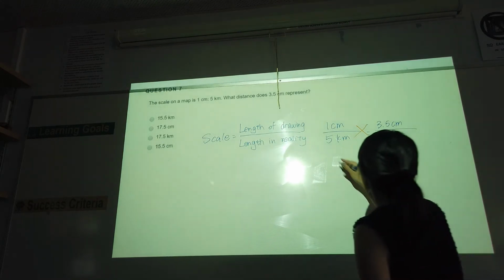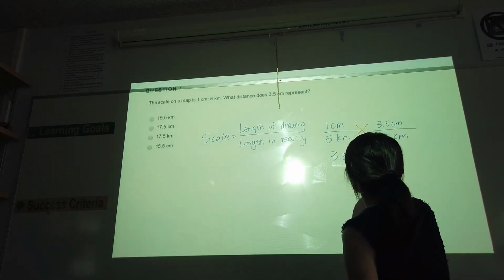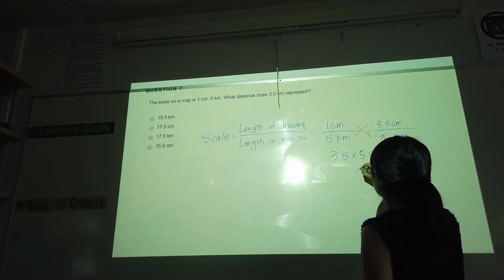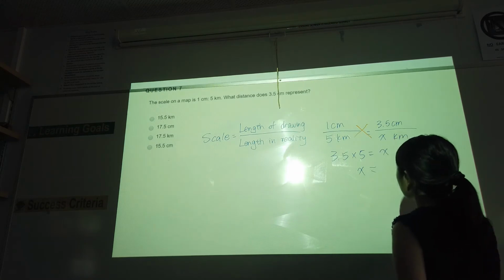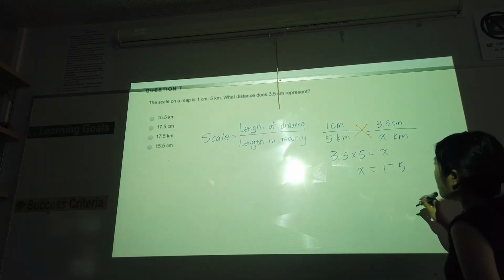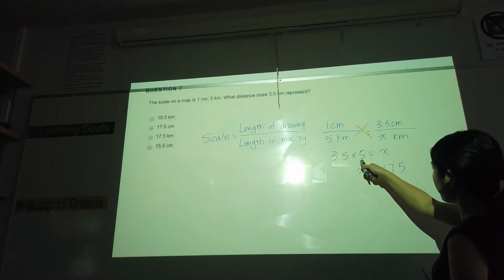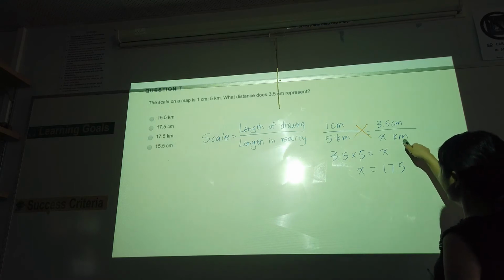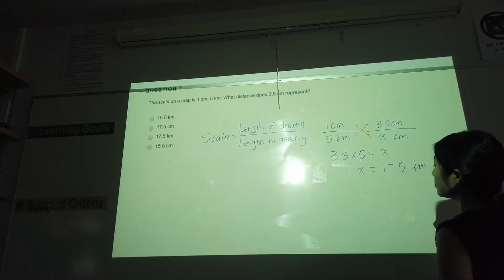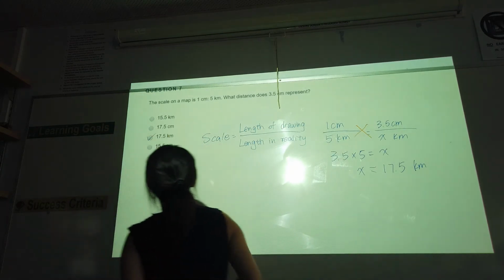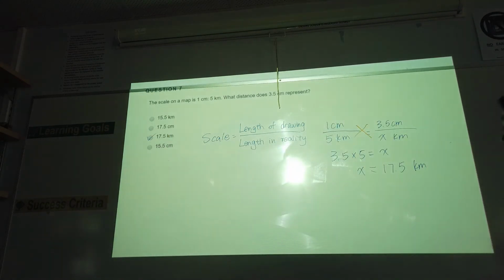So all we need to do is 3.5 times 5 equals x times 1, which is still x, which gives us x equals 17.5. I multiply 3.5 by 5. And the unit is kilometers. So very quickly we know the answer is 17.5 kilometers.